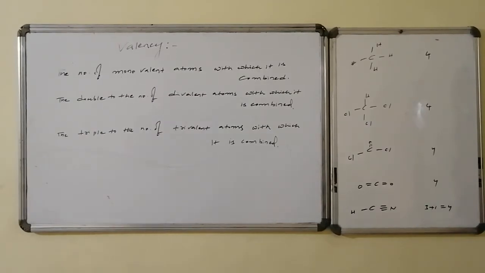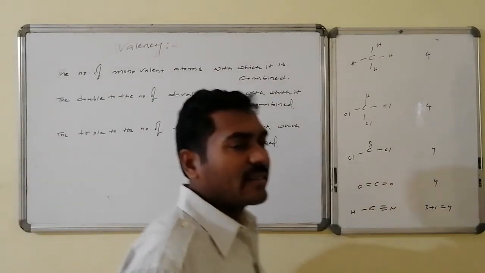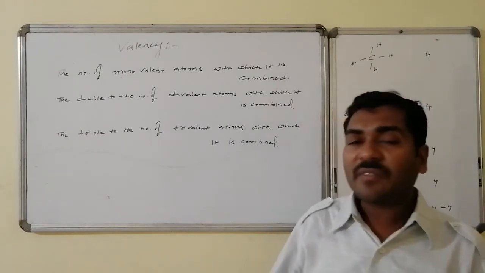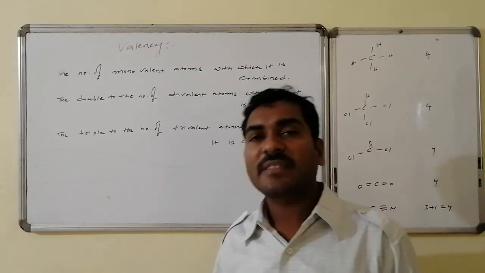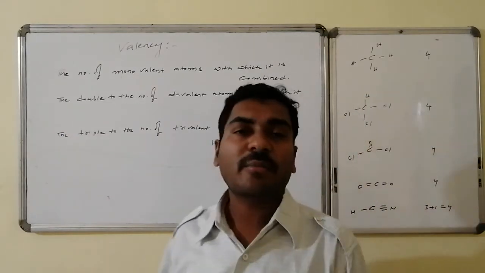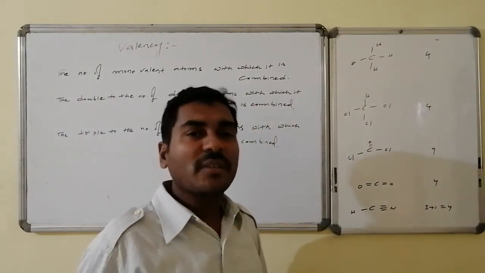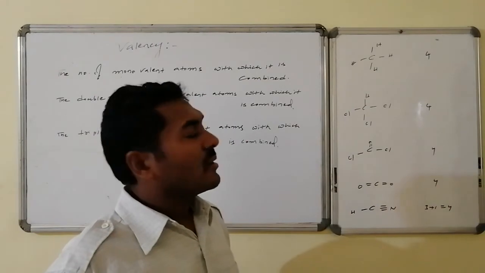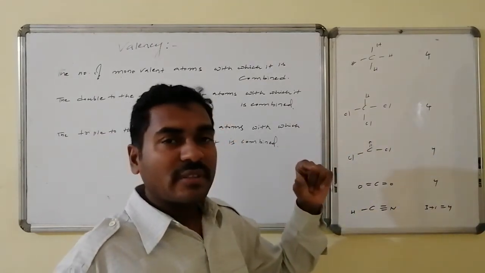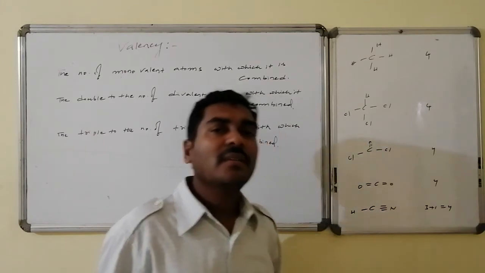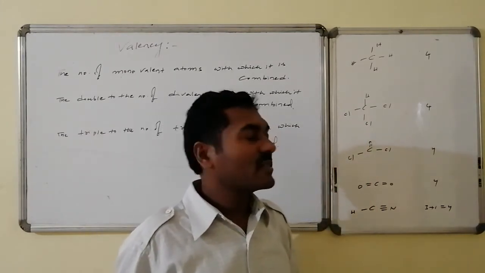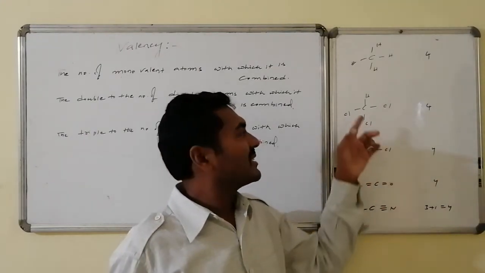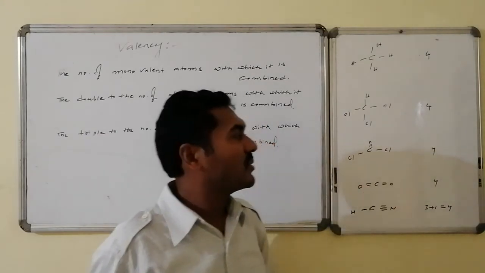Valency can also be defined with respect to the number of monovalent, divalent and trivalent atoms combined with a reference atom. That is, the number of monovalent atoms combined with an atom of an element is known as its valency. Suppose in case of methane, carbon is combined with 4 hydrogens, every hydrogen is monovalent, hence the valency of carbon is 4. Whereas in case of chloroform, here carbon is combined with monovalent atoms of two varieties. That is, one is chlorine, 3 chlorines are there, and second one is hydrogen. All are monovalent. With respect to chlorine, it is 3. With respect to hydrogen, it is 1. Total it is 3 plus 1 is equal to 4.